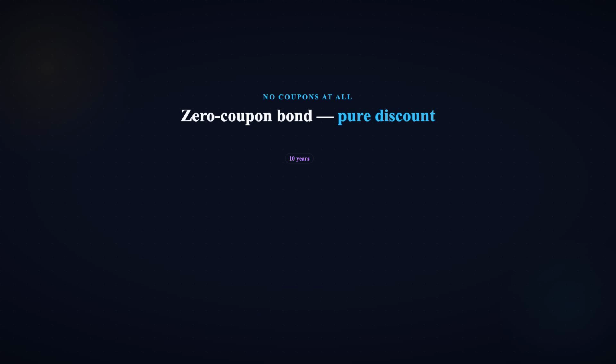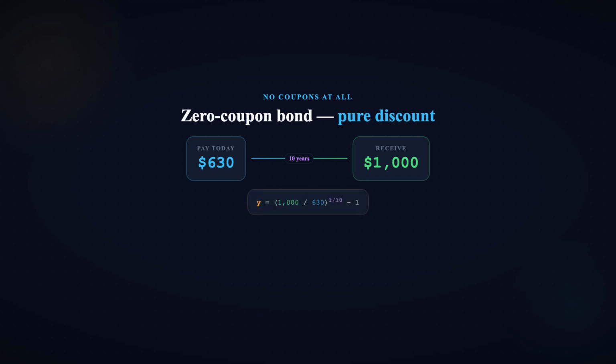Now strip away the coupons entirely. A zero-coupon bond pays nothing along the way. No $40 a year. No $20 every 6 months. Nothing. You pay a discounted price today and receive the face value at maturity. One cash flow. That is it.